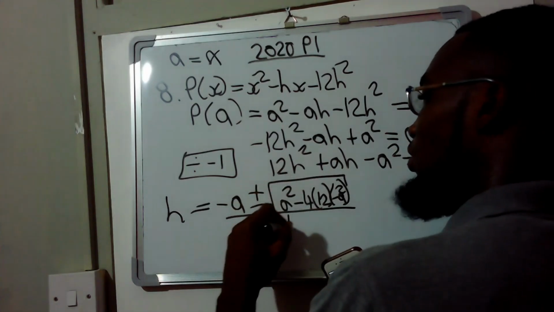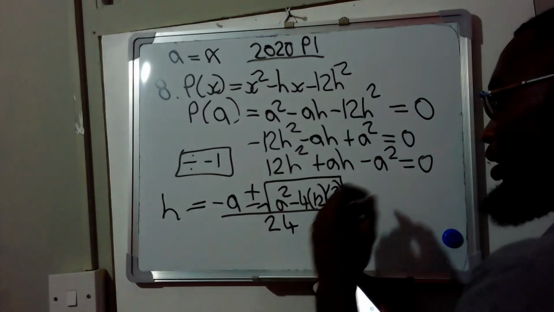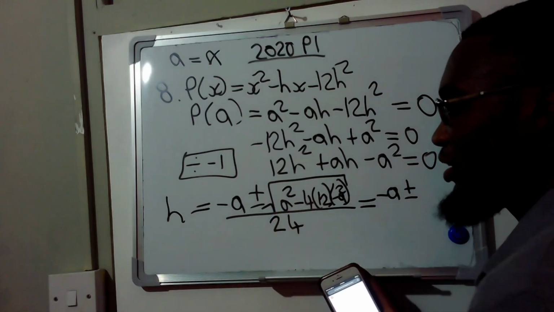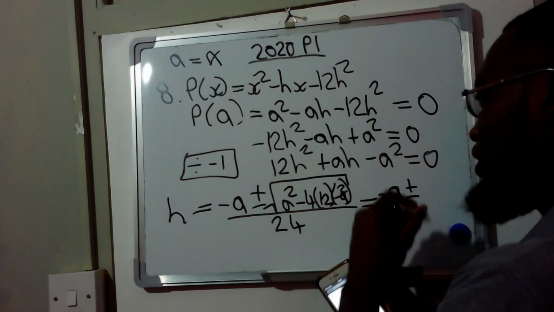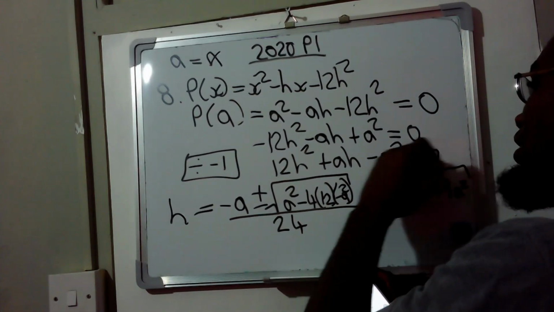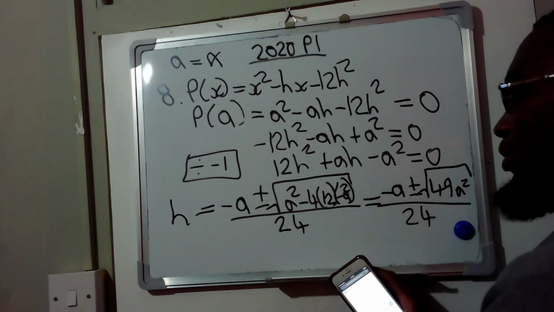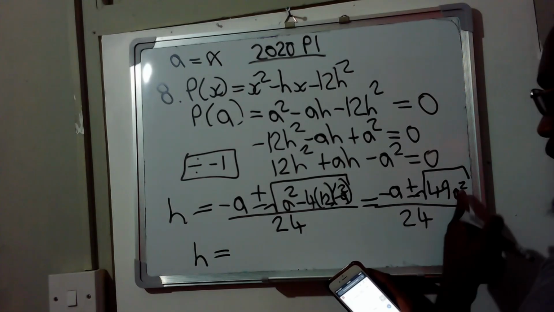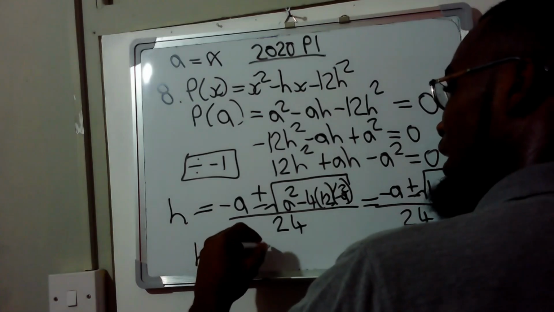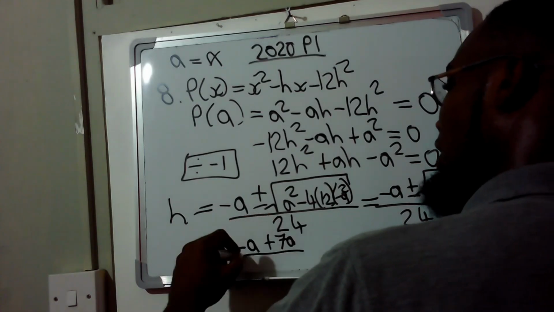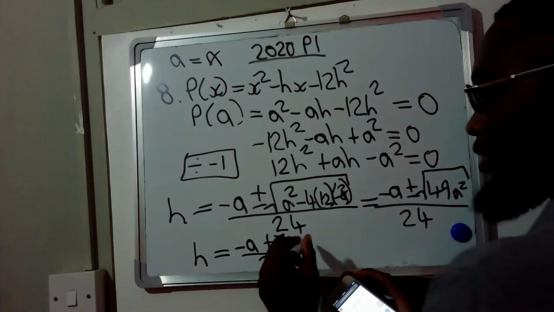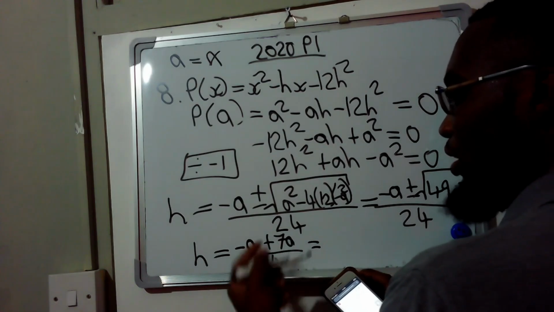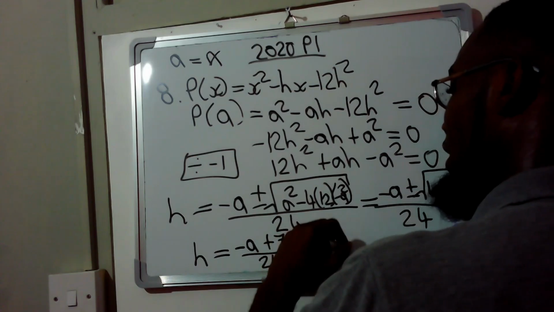2 times 12 is 24. So h is equal to negative a plus or minus the square root of a squared minus 4 times 12, which is 48, times negative a squared. 48a squared plus a squared is 49a squared, square rooted, over 24. The square root of 49 is 7, square root of a squared is a. So that's minus a plus 7a over 24. That's one answer: 7 minus 1 is 6, 6 over 24 is a quarter. That's a quarter a.